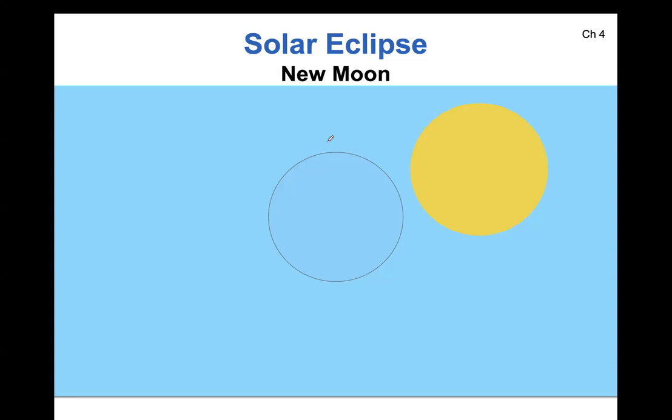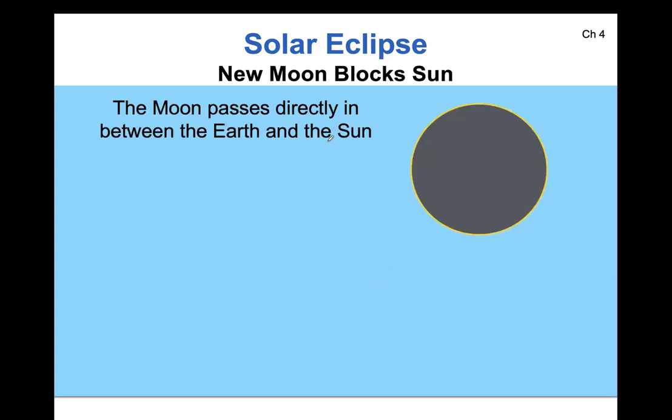It was because you had to be at a particular location in order to see the total solar eclipse. You could be in lots of locations and see a partial solar eclipse, but you wouldn't see what's called totality, or the total. But when you happen to be in just the right place at the right time, you would see the new moon block the sun. We see the moon passing directly in between the Earth and the sun.